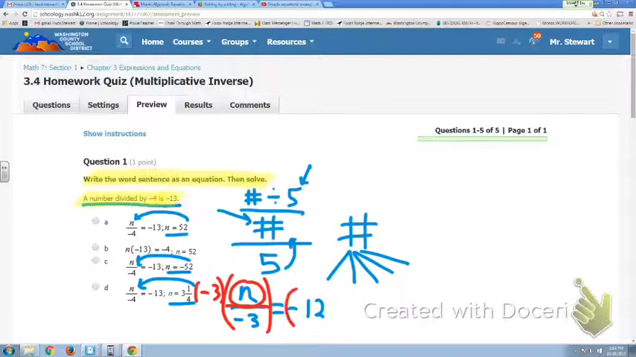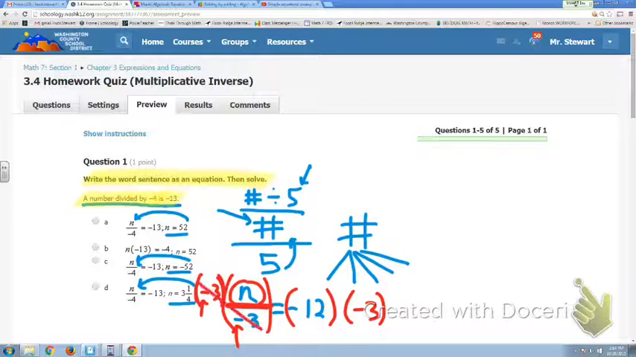So I'm going to multiply both sides by -3. Notice how I didn't change the sign here, because we're not referring to the additive inverse. We're not trying to take the opposite of 3. We're trying to take the opposite of the operation, and the operation that's happening is division. It's being divided by -3, so we're going to cancel this out by multiplying both sides by -3.